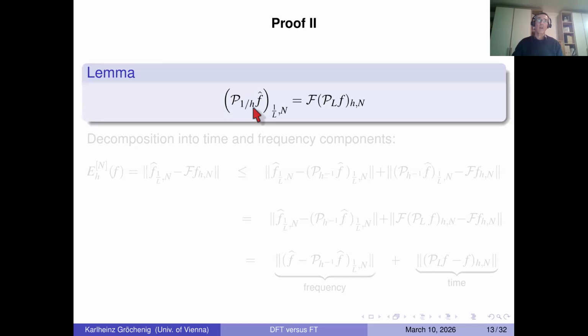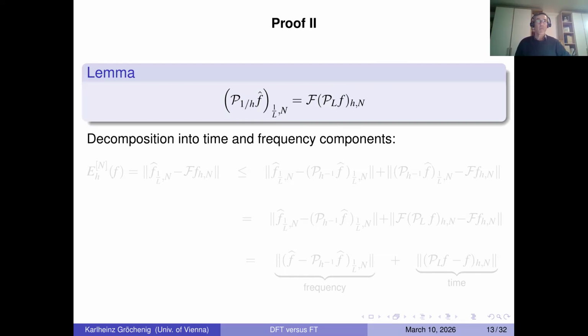So this computation or reinterpretation of the Poisson summation formula gives us a handy formula. Discretization of the periodization with period 1 over h, step size 1 over L, endpoints, is equal to the discrete Fourier transform of the periodization with period L, step size h, endpoints. So that's just, well, okay, I don't know whether you get it at that pace.